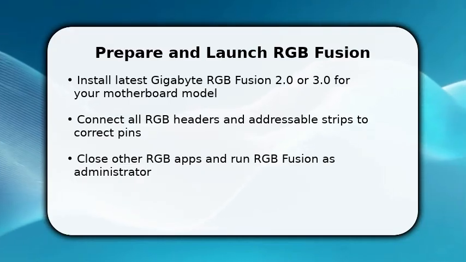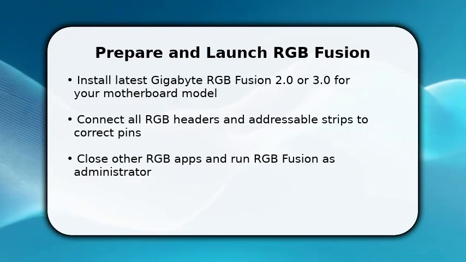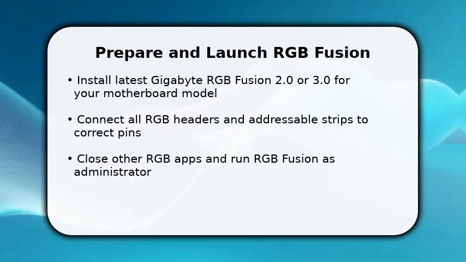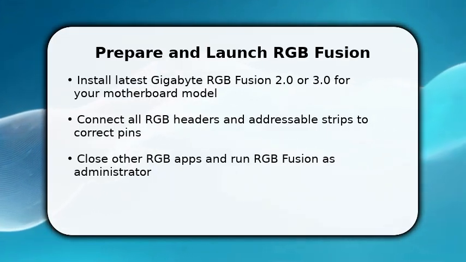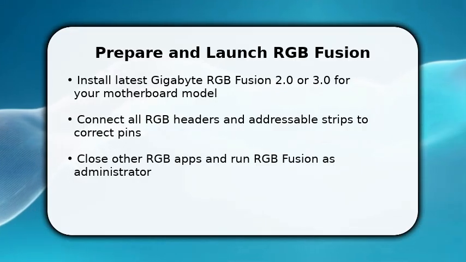You start by ensuring the correct RGB Fusion version is installed for your motherboard. This avoids driver conflicts. Once done, connect every LED header to the labeled pins and secure cables so signals aren't inverted. Run the program as administrator so it can write profiles to firmware. This is critical. Make sure other lighting apps are closed to prevent control clashes, and reboot if Windows prompts. Doing that first saves troubleshooting time later.